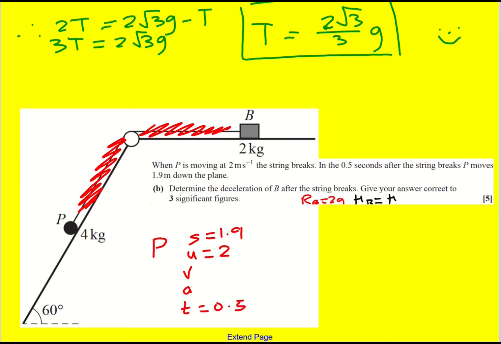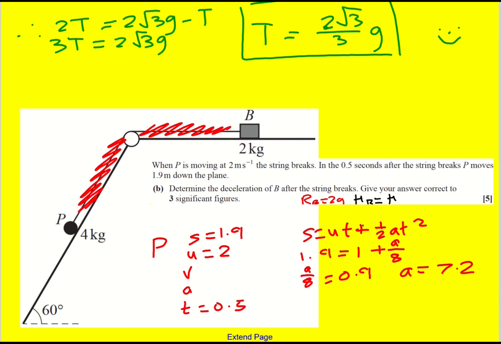So I will use s equals ut. No, no, I won't because I don't know what. Yes, I will. I want to find out a. s equals ut plus a half at squared. 1.9 is going to equal 0.5 times u, that's just 1, plus a half times a times 0.5 squared. That's actually a half of a quarter, 1 over 8. So I get a over 8. So then a over 8 is 0.9. a is 7.2 meters per second squared.